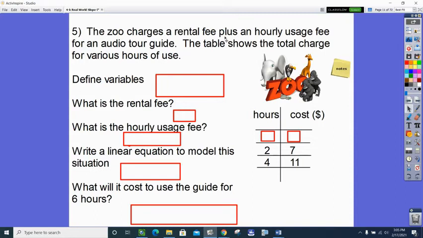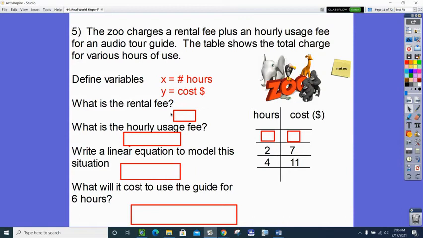And the table shows the total charge for the various hours of use. So you have to pay like a down payment on it, and then you pay an hourly fee. And when you return it, they usually give you back the rental fee. So we need to define the variables. Here's a table, hours and cost. Which one is your X and which one is your Y? So your X should be the number of hours. Your cost depends on the hours, not the other way around.